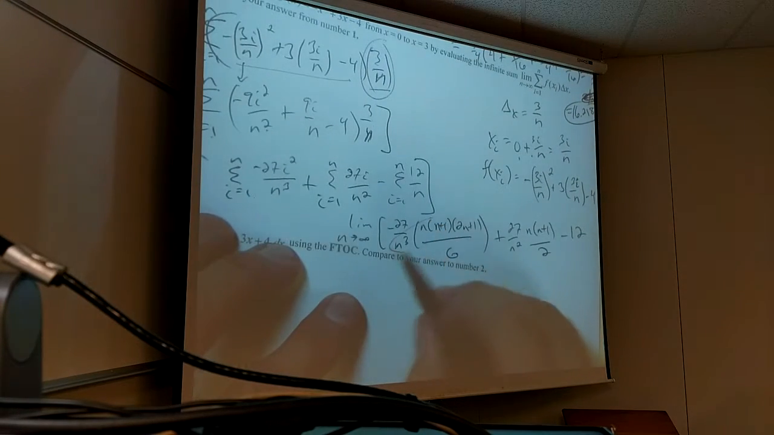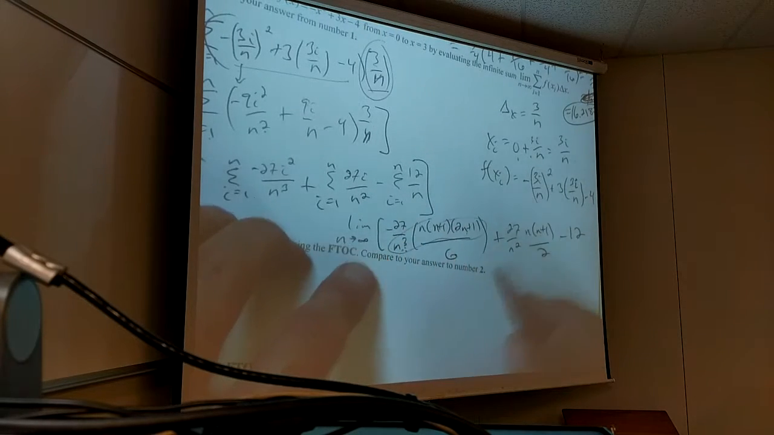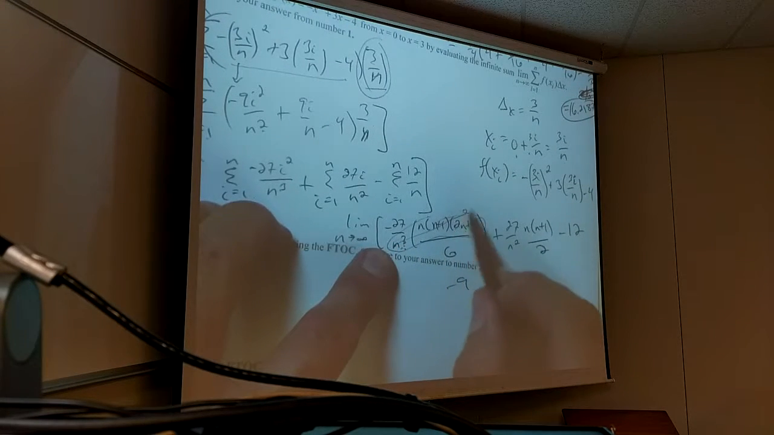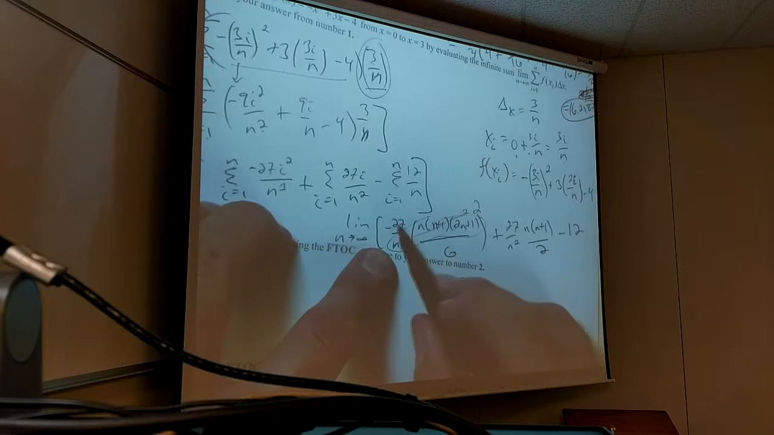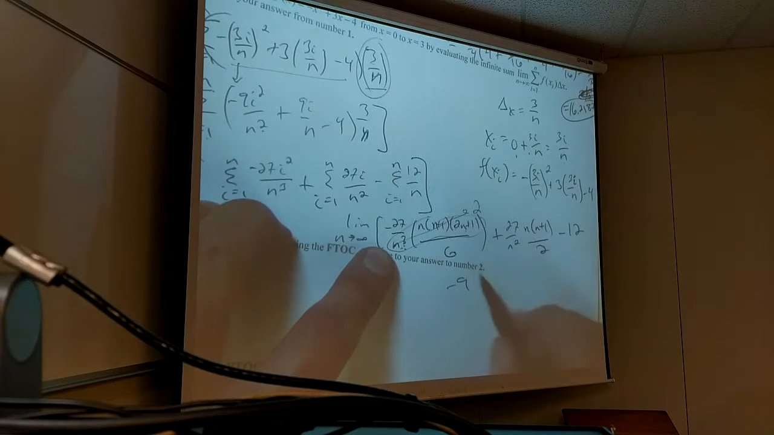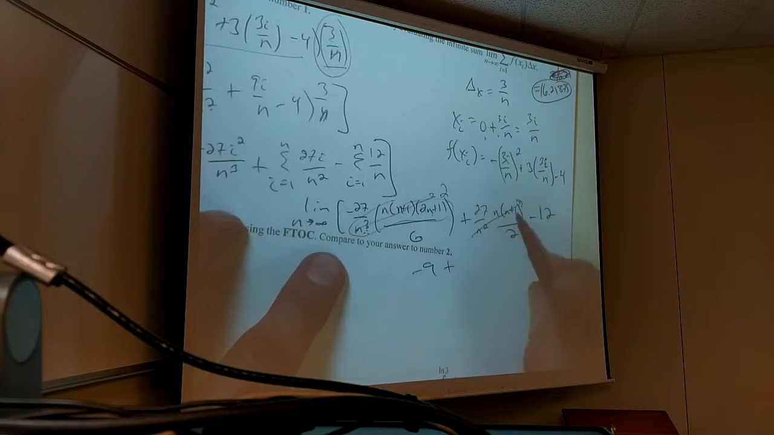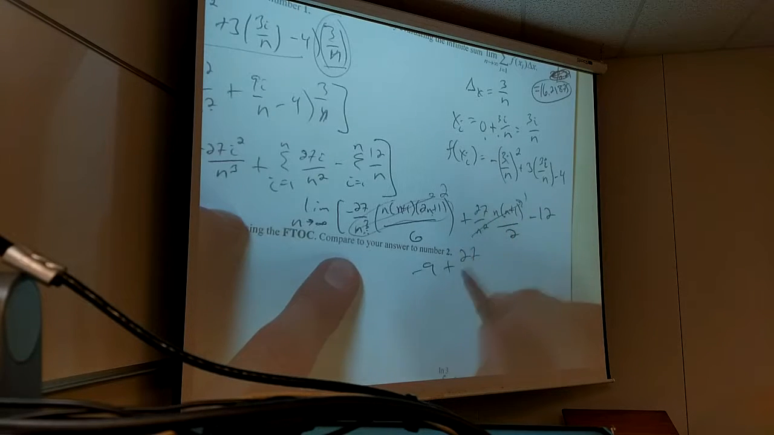What's this limit here going to be? They're going to have the same degree, but the coefficient, of course, is going to be 2 to 1. So 2 over 6 is 1/3, goes into 27 nine times, so I get negative 9. Recall that this limit is 2. And then here, this limit, of course, is going to be 1, because they have the same power, 1 coefficients. So 27 over 2 minus 12.